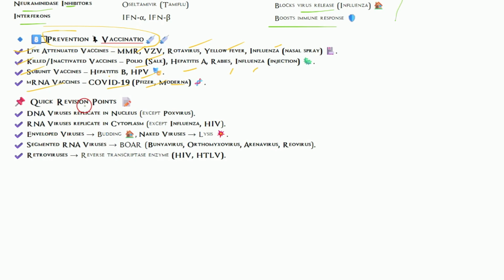We have some quick revision points: DNA viruses replicate in the nucleus except the pox virus, RNA viruses in the cytoplasm except influenza and HIV, and enveloped viruses are released through budding, while naked viruses through lysis. Segmented RNA viruses, you can name with the mnemonic BOAR, bunyavirus, orthomyxovirus, arenavirus, and reovirus. Retroviruses have a reverse transcriptase enzyme.